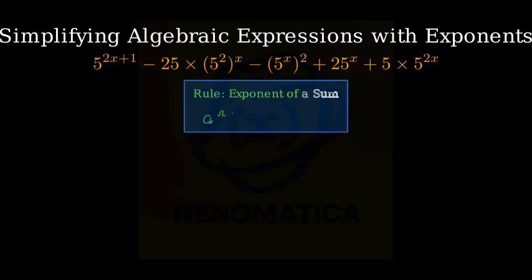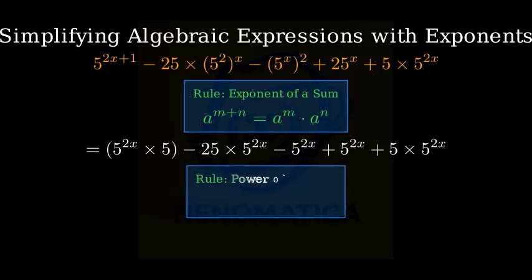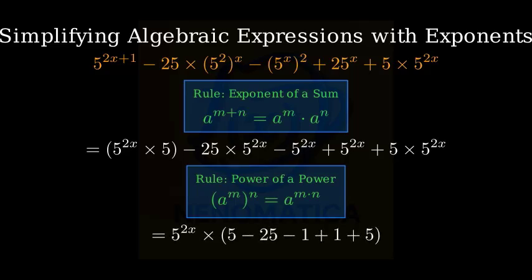Let's start by simplifying the first term. We have 5 to the power of 2x plus 1. Using the exponent rule, where a to the power of m times a to the power of n equals a to the power of m plus n, we can rewrite this as 5 to the power of 2x multiplied by 5. For the second term, we need to simplify 25 times 5 squared to the power of x.